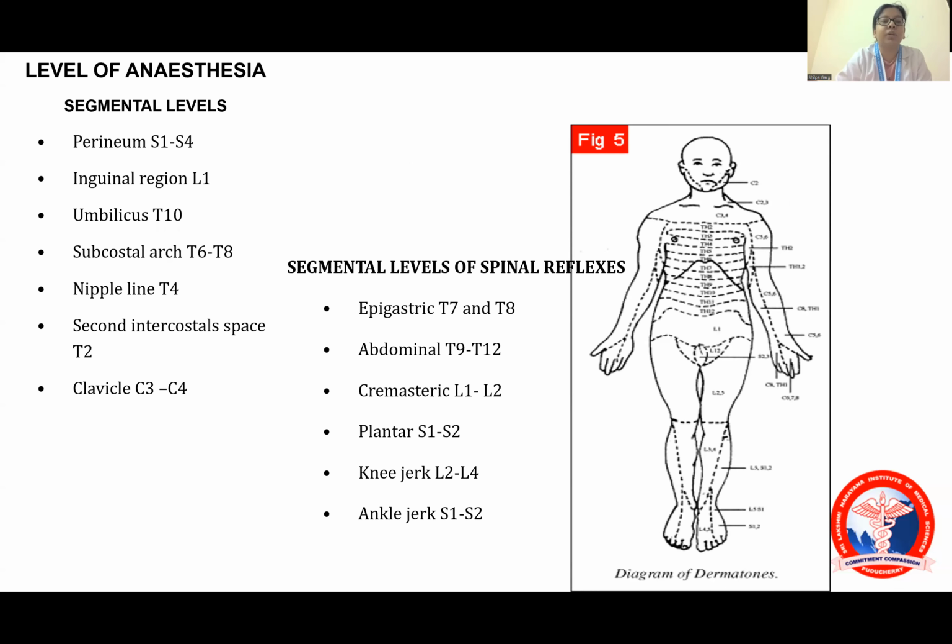This is a slide showing different segmental levels corresponding to areas like perineum S1 to S4, inguinal L1, umbilicus T10, nipple line T4. At the same time, segmental levels of spinal reflexes are epigastric T7, T8, abdominal T9 to T12, cremasteric L1, L2, plantar S1, S2, knee jerk L2 to L4, ankle jerk S1 to S2.